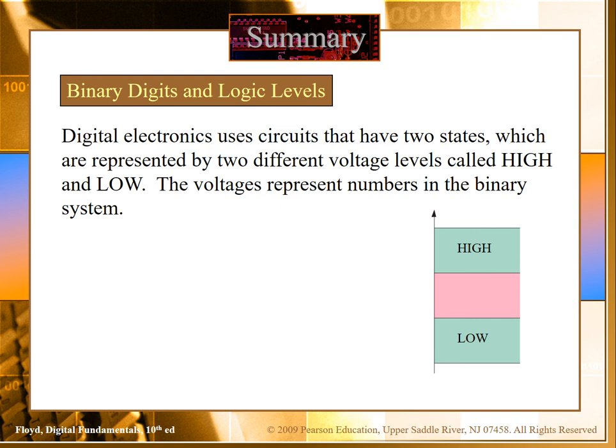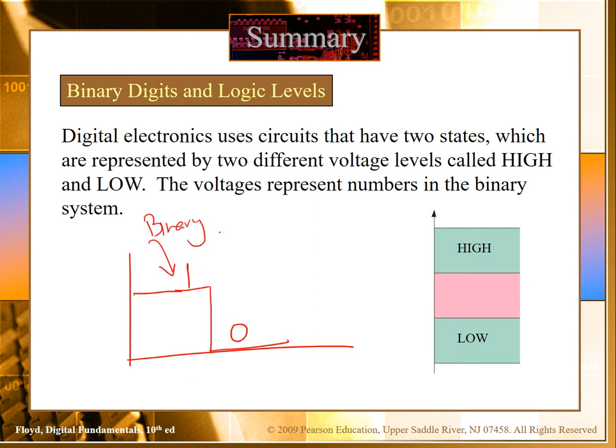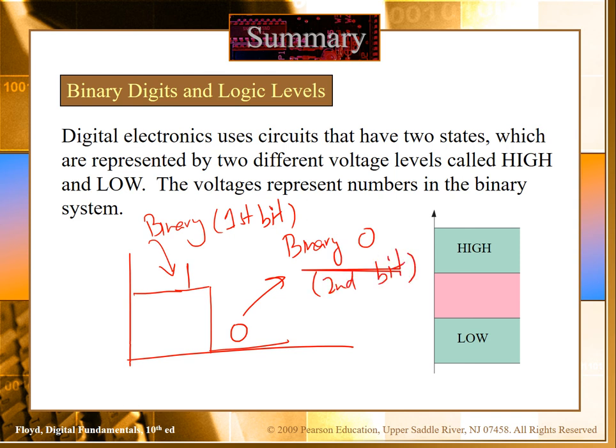We have seen this example application, and we have learned that in the digital system we have binary digits as logic levels. So we have two levels, high and low, 1 and 0. This is binary 1, like the first bit, and this is binary 0, or our second bit. So 1 is called a bit, and 0 is also called a bit.